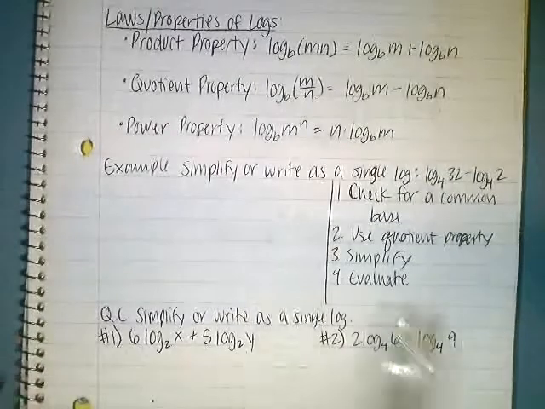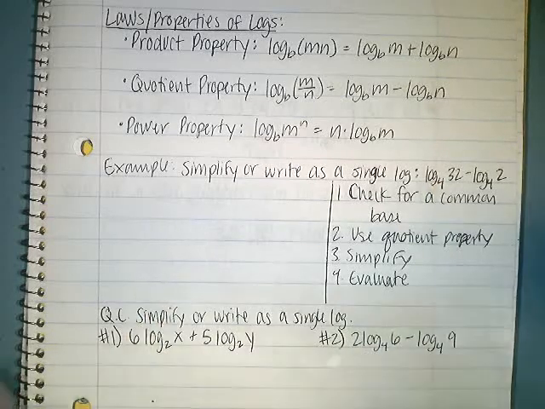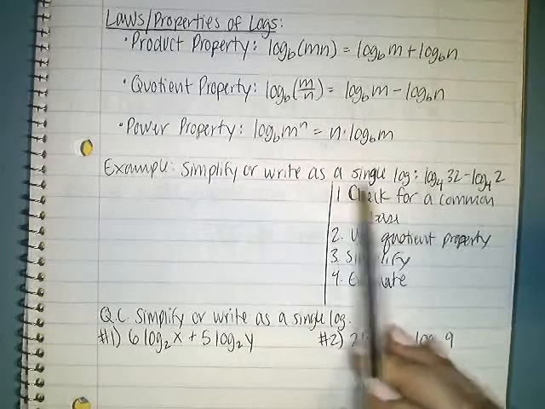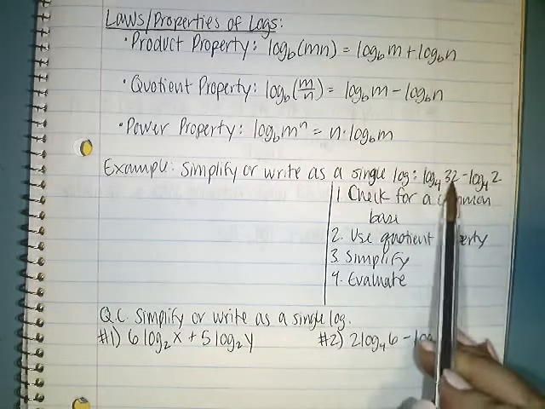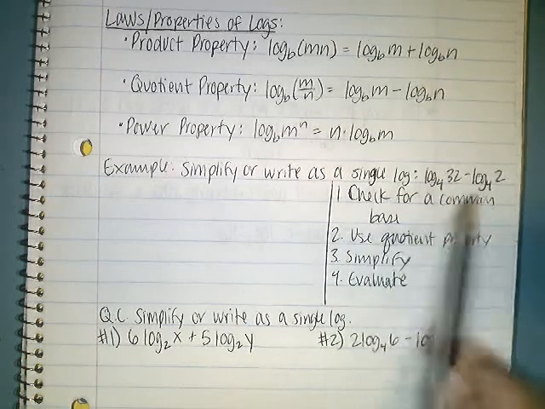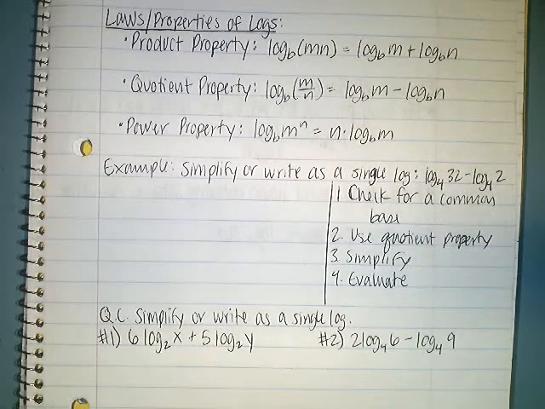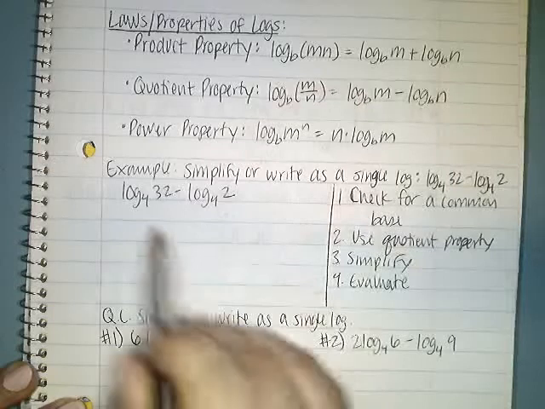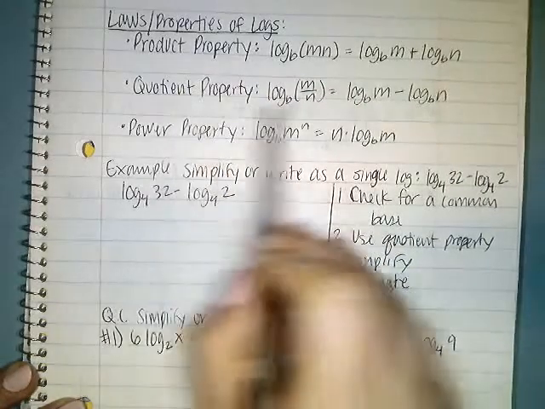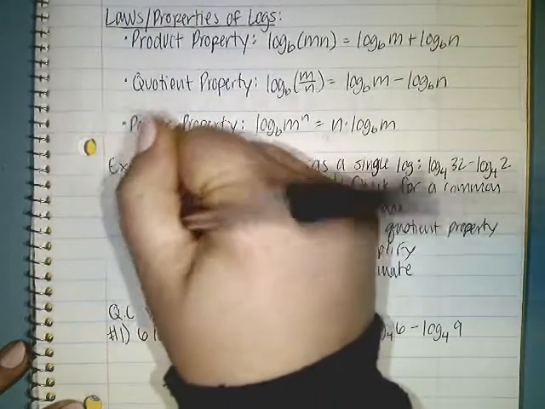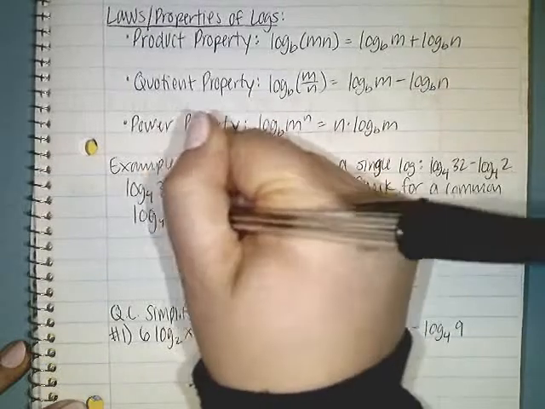So let's see how we could use this to simplify into a single log or expand into multiple logs. In the example I'm going to do with you first, I want us to write this as a single log: log base 4 of 32 minus log base 4 of 2. The first thing you always need to check is that you have the same base on both of your logs, because these properties only apply if you have the same base. Since I have the same base, and they're being subtracted, I can use my quotient property and write them as a single log. So they become log base 4 of 32 over 2.